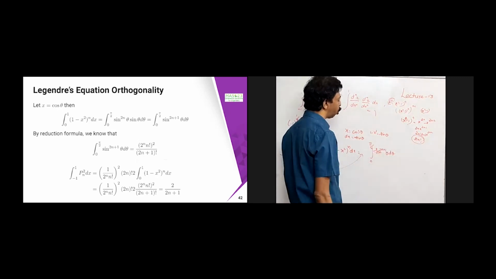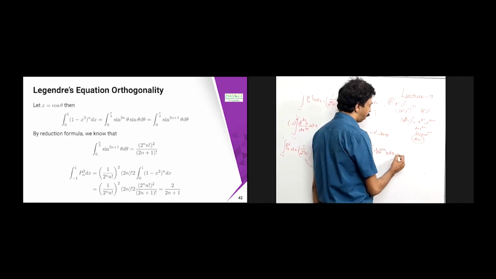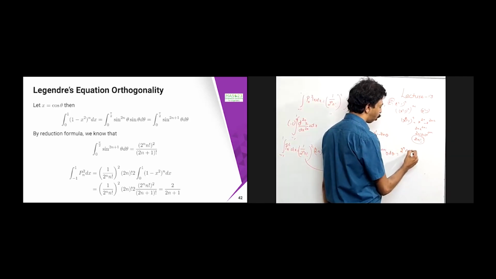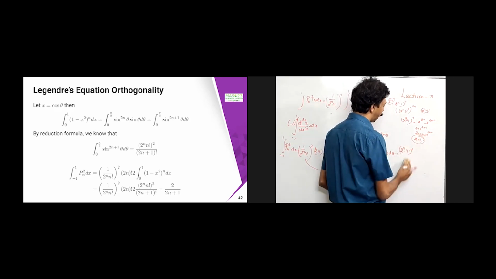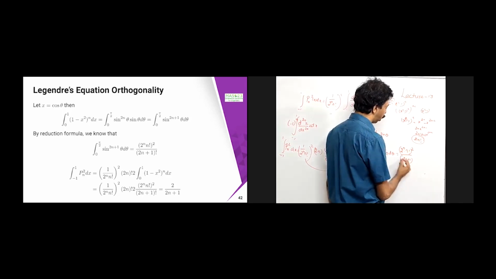Now for this one you can find the answer. Actually it is sine 2n plus 1 theta dθ, because we have sine squared theta raised to n. Using the reduction formula, you can find the answer. For this, the answer is 2ⁿ (n!)² divided by (2n+1) factorial. You can use the reduction formula and prove this one. Now you have already the other part.